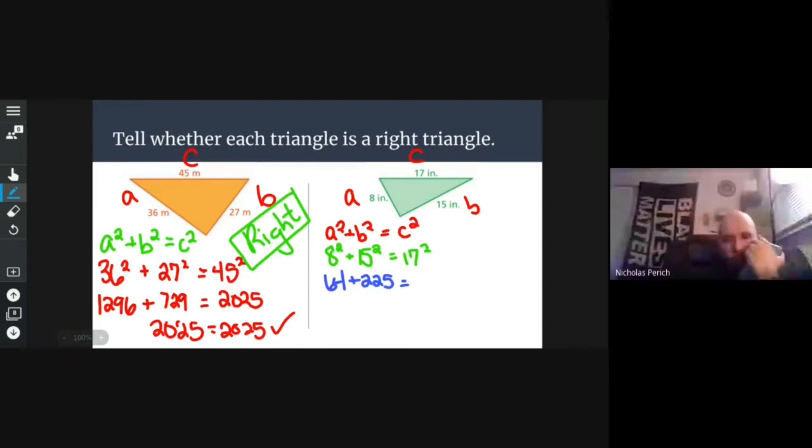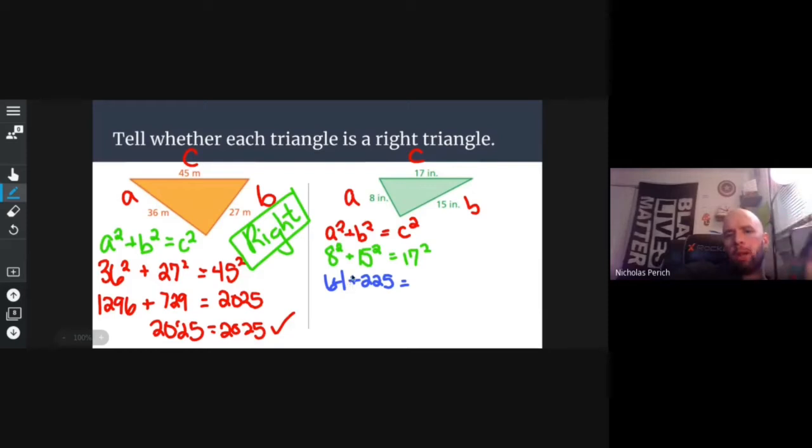All right, so I already wrote down a lot of what I needed. I have to call the longest side C, and 17 is the biggest number out of all of them. It doesn't matter which one you call A or B, as long as the longest side is C. A squared plus B squared equals C squared. So I called A 8, I called B 15, and C is 17.